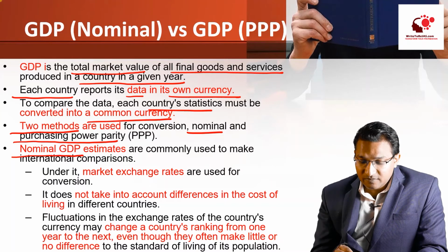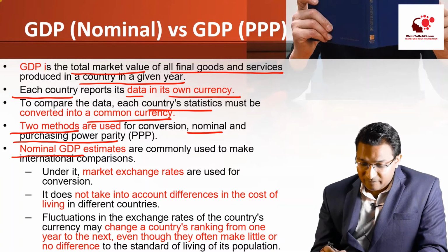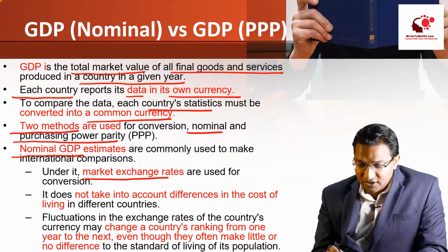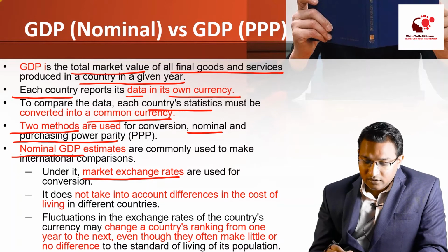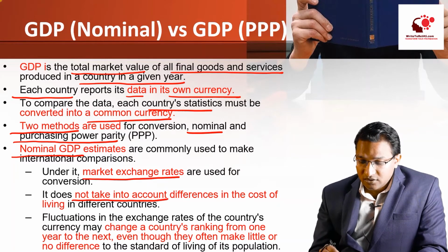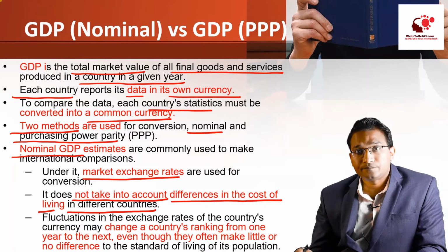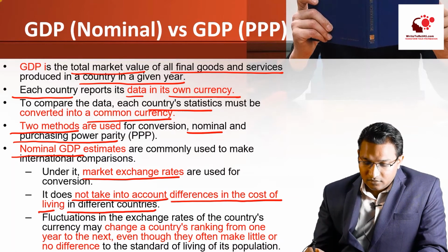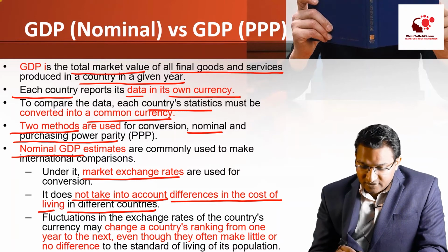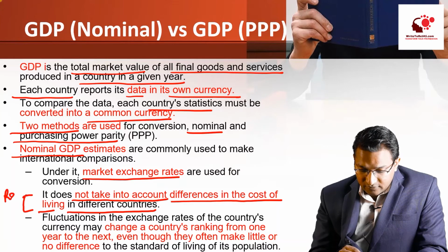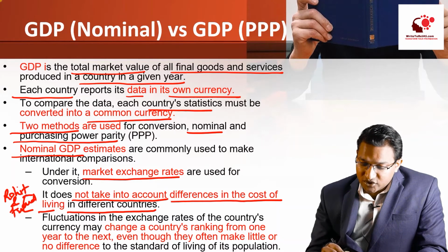The nominal GDP estimates are commonly used to make international comparison. Under it, the market exchange rates are used for conversion. It does not take into account differences in the cost of living in different countries. Right? So for this, we can relate to the example of Rohit and her friend. Right? Fluctuations in the exchange rate of the currency.